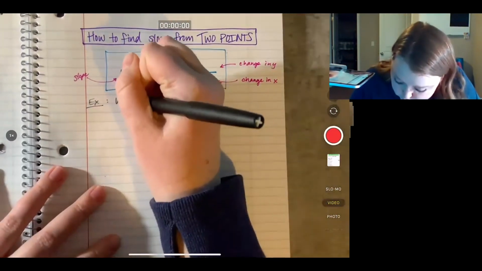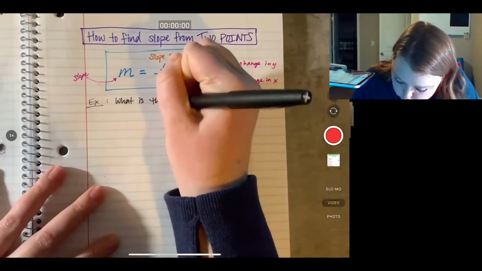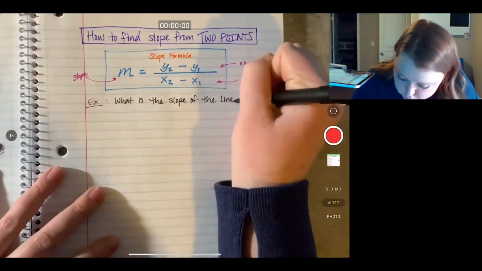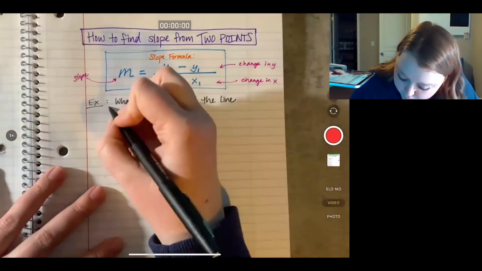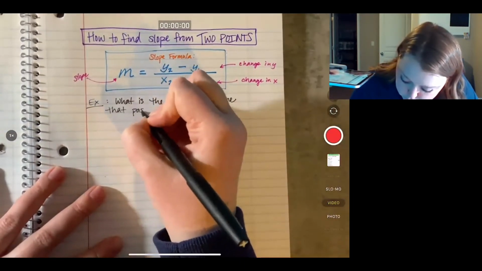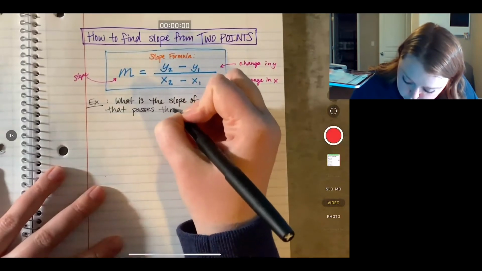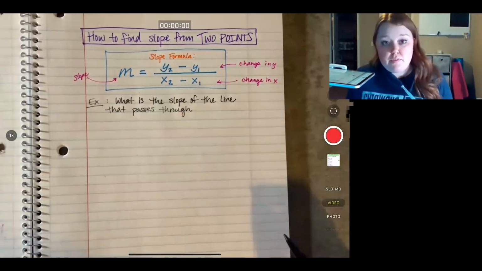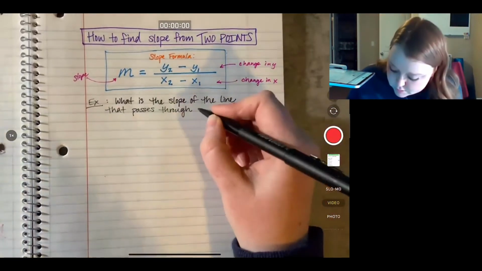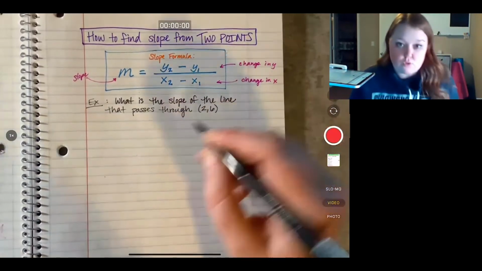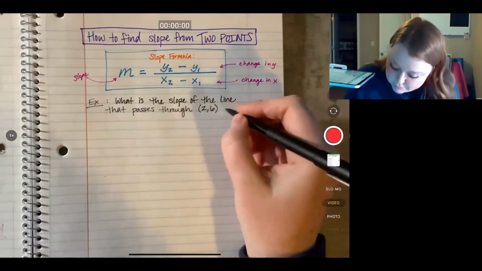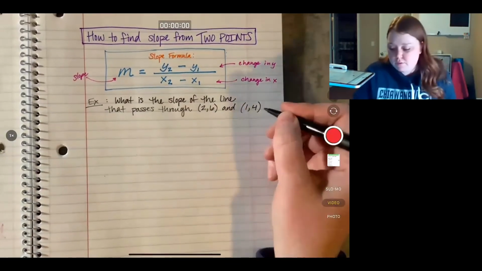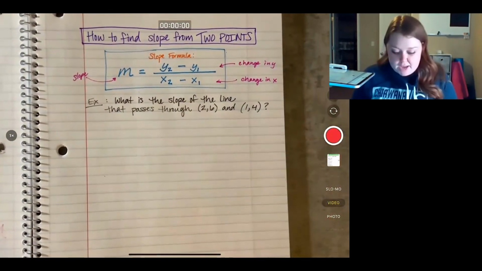So the example would say something like this. What is the slope of the line that passes through, and then I'm going to give you 2 ordered pairs. So what's the slope of the line that passes through? So it passes through 2, 6. So the ordered pair 2, 6, and 1 comma 4. So we're trying to find the slope of the line that passes through those 2 points.